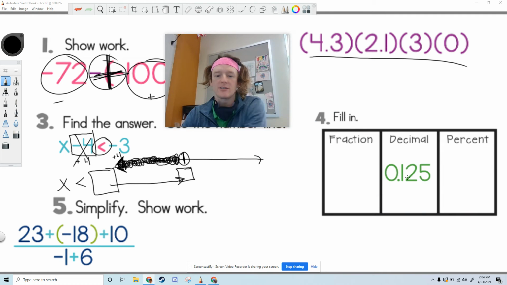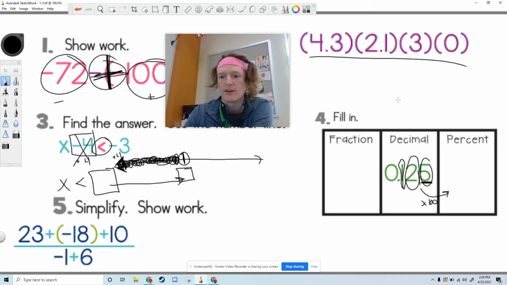Number 4, we have a decimal, and we need to change this to a fraction and to a percent. Well, to go to a percent, all you need to do is times 100. Now to go to a fraction, we need to look at what place this 5 is in. This is the tenths, this is the hundredths, so this is the thousandths. So we'll set up a fraction, 125 out of 1,000.